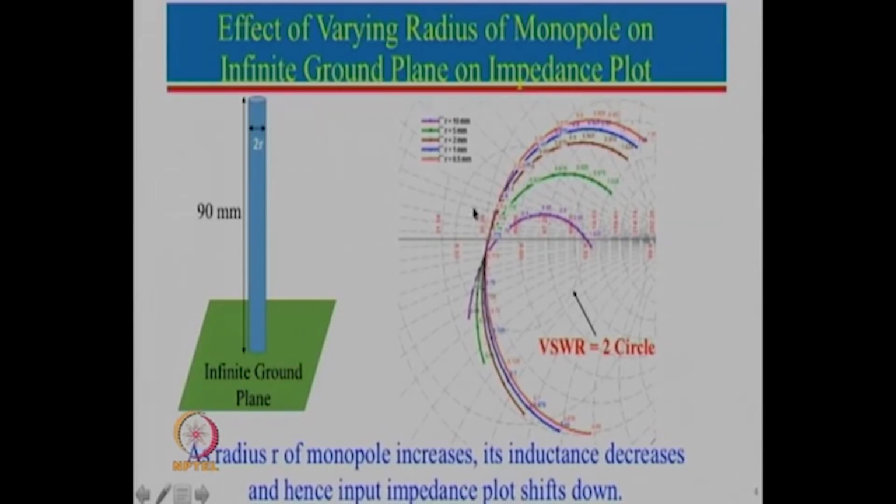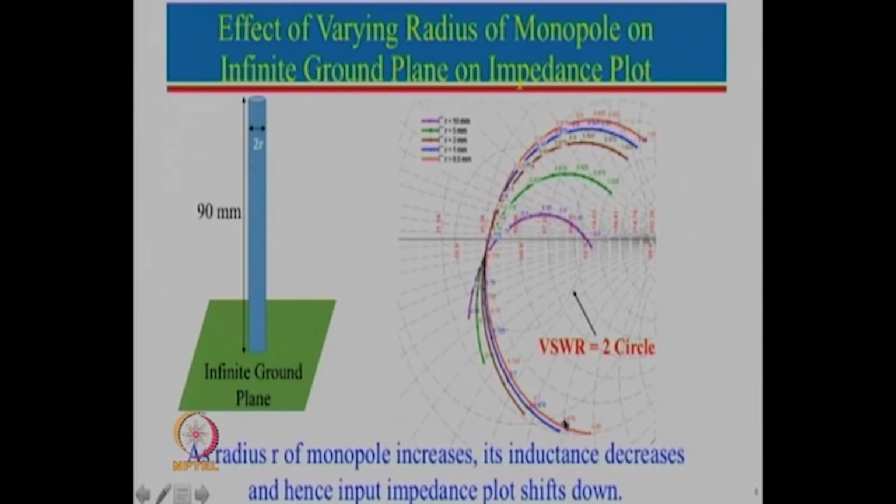So, here we have plotted for different values of radius, and one can actually see that as radius of monopole increases, that means very thin dipole to very thick dipole, what happens, its inductance will decrease. So, if its inductance decreases, so this is the plot for the very thin radius, and as you keep on increasing the radius, it will come over here.